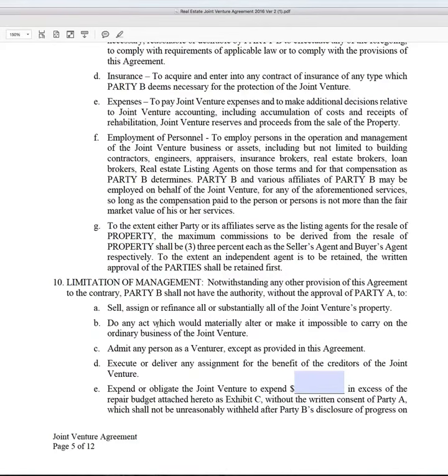Do not do any act which would materially alter or make it impossible to carry on the ordinary business of the joint venture. So you don't want them to possibly go out and demolish the property and decide to start over. I've seen that happen in joint venture agreements before, where party B decided to raze the property, tore it down, bulldozed it, and then said, hey, I need more money. And party A said, what are you talking about? I already gave you $400,000. I have no more money to put into this deal, and you just put us underwater.